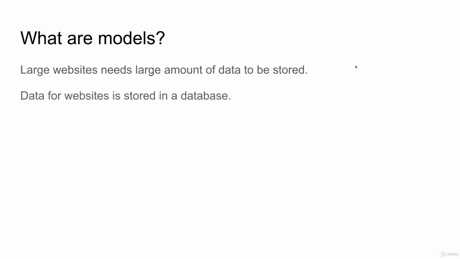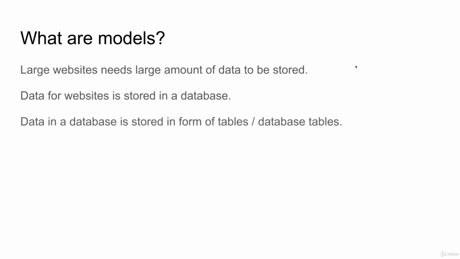Now the data for these websites is actually stored in the form of a database. Whenever you see a huge website like Facebook or Google, with huge chunks of data, that data is stored in something called a database. The data in that database is stored in the form of tables, or database tables. You cannot just randomly store some data into the database; first of all, you need to create a database table and then store some data into that table.